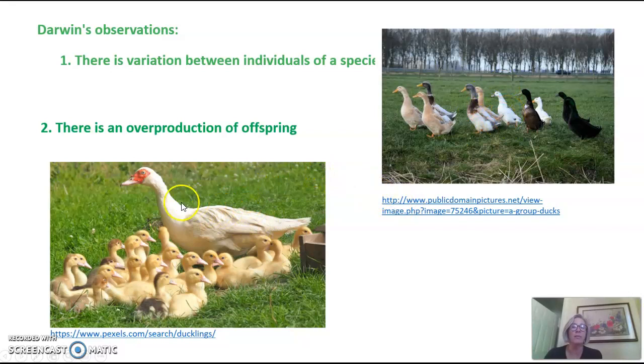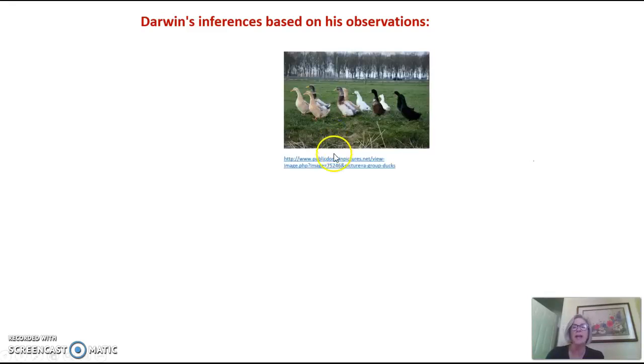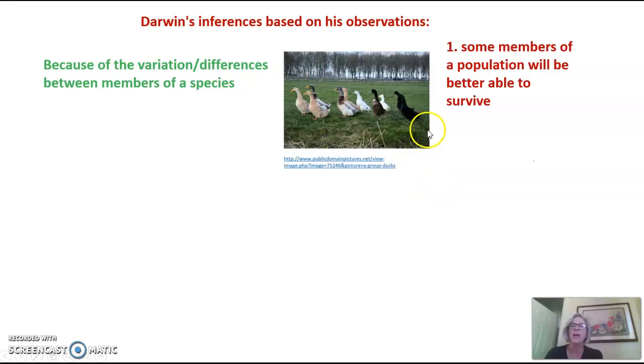And then if you look at this population of ducks, you can see this mother is completely overwhelmed by the overproduction of offspring. Darwin then made some inferences based on these two observations. The first observation, of course, was about the variation and differences between the members of a species, as shown here again by the population of ducks. Some of these members of the population will be better able to survive. They'll be better adapted to the environment. That was his first inference.